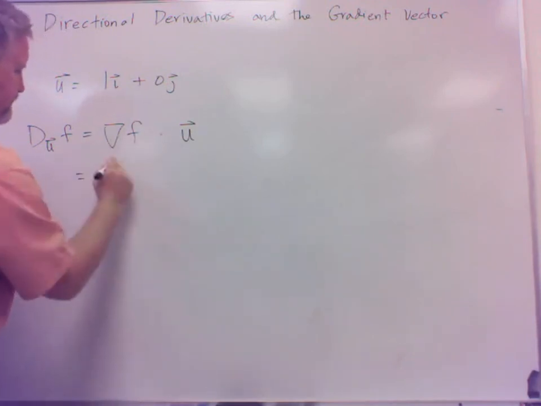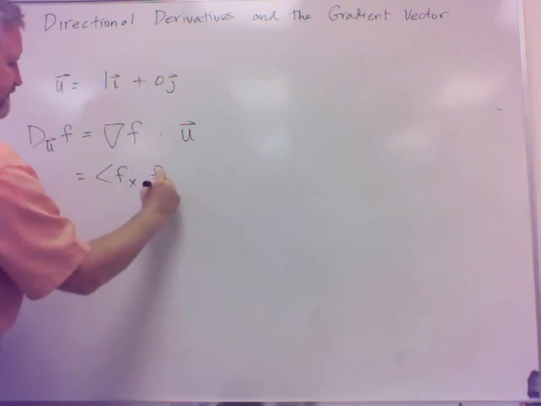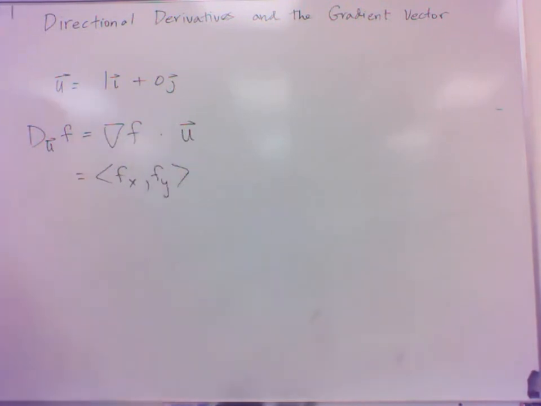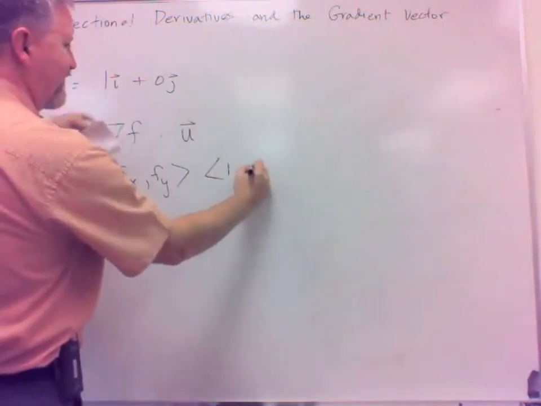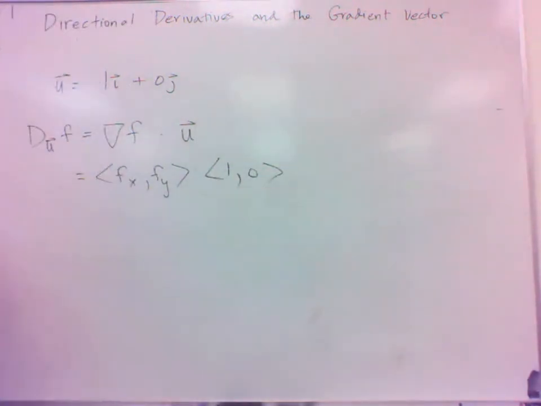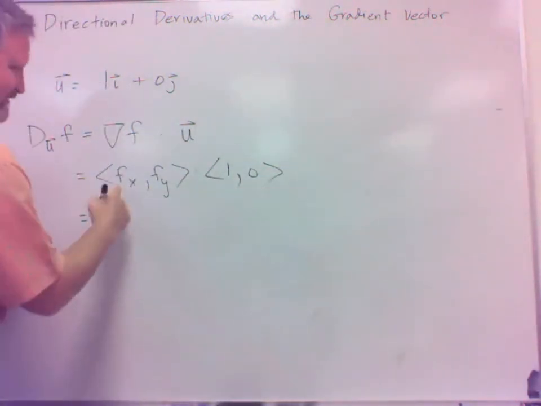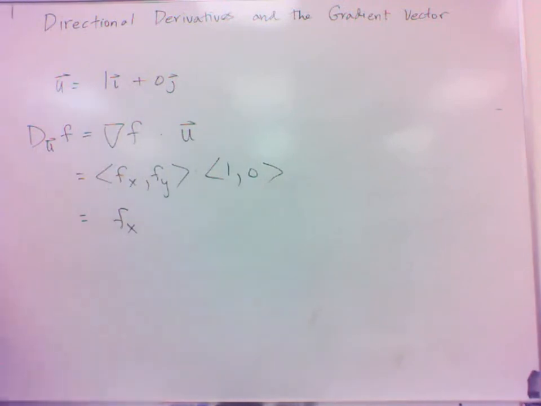So this is the partial derivative of f with respect to x, the partial derivative with respect to y, and then dotted with (1, 0). Yeah, just the partial derivative with respect to x, okay? So that's just a special case of this directional derivative. And the same thing for the y. Yeah. Okay.